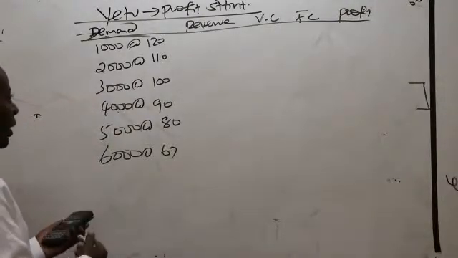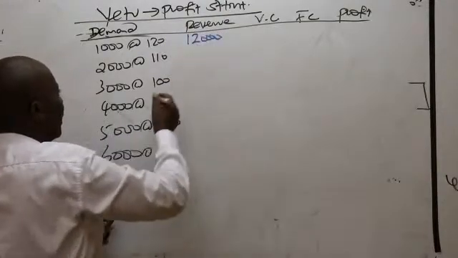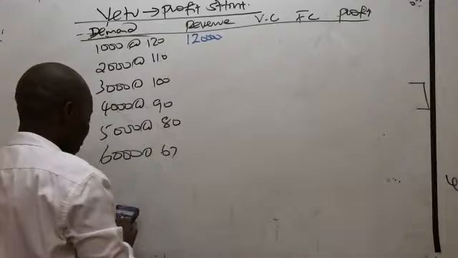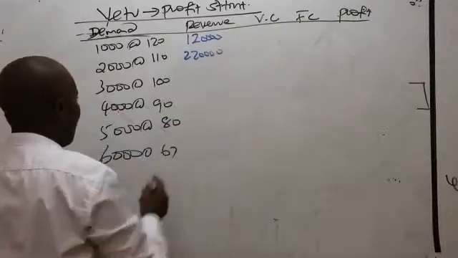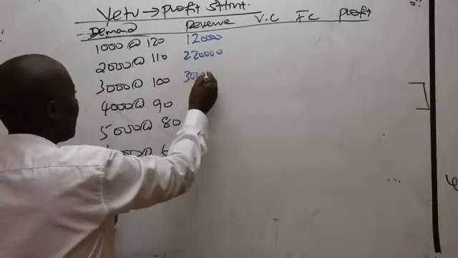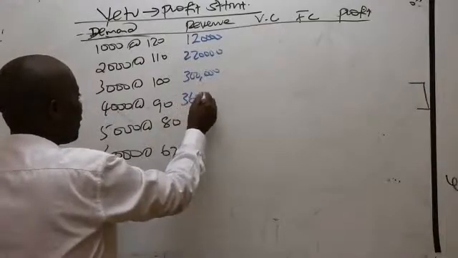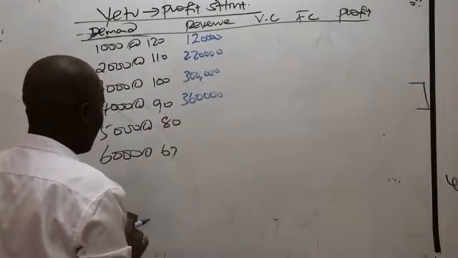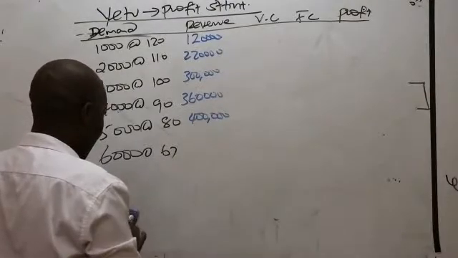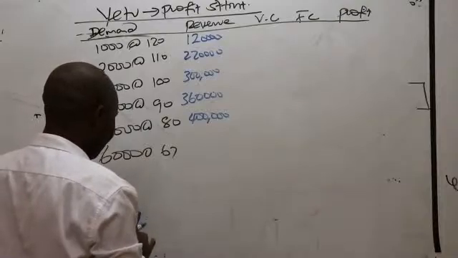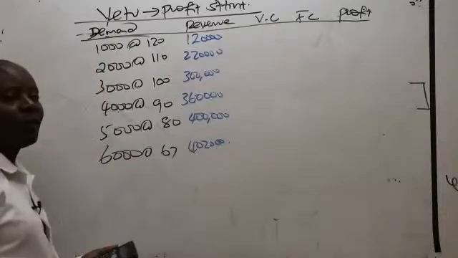So we have 120,000. This one here will be 2 times 110, which gives us 220,000. From there we have 300,000. From there we have 4 times 90, which gives me 360,000. So we have 5 times 80, which gives us 400,000. We have 6,000 times 67, giving us 402,000. So now we shall go to the variable cost.